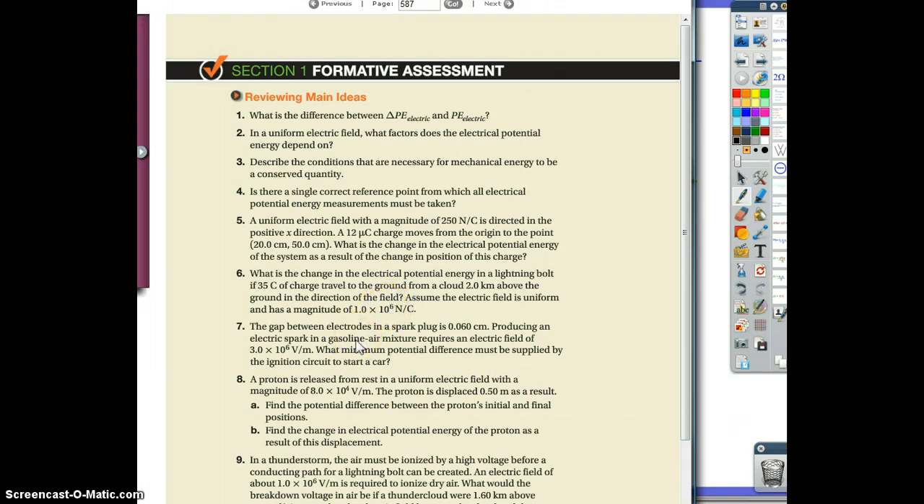Number 7, the gap between electrons and spark plug is 0.06 centimeters. They're very, very tiny. Producing a spark in your thing that's 3 times 10 to the 6 volts per meter. What is the minimum voltage that must be supplied to ignite the engine? So check it out. You got volts per meter and you got a distance, and we want potential difference.